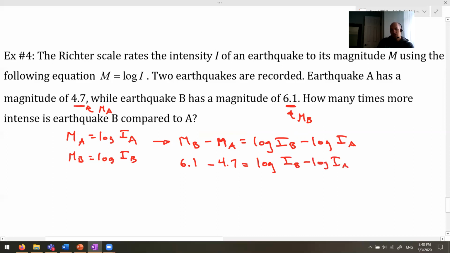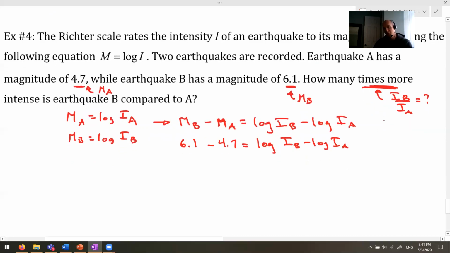Now, the question is asking, how many times more intense is earthquake B compared to A? So how many times more? This would be great if we could express it as a ratio, like what is IB over IA? So how can we go from what we have here to this ratio? And the answer is really simple.